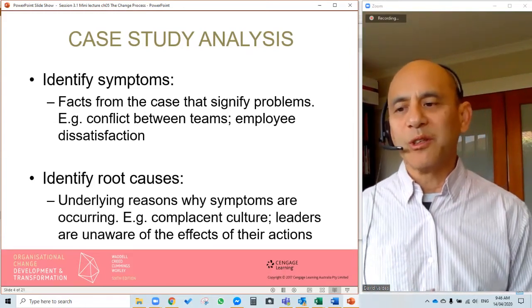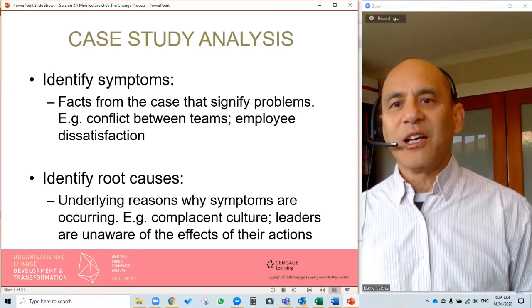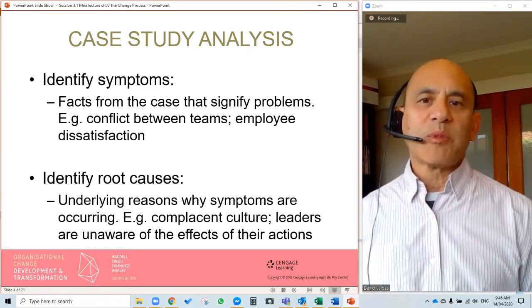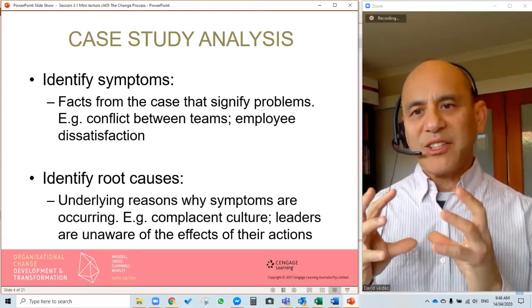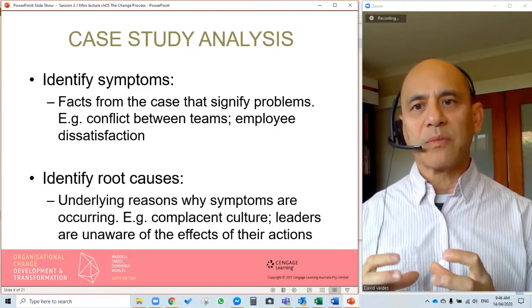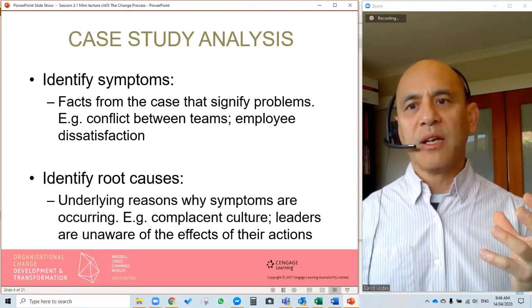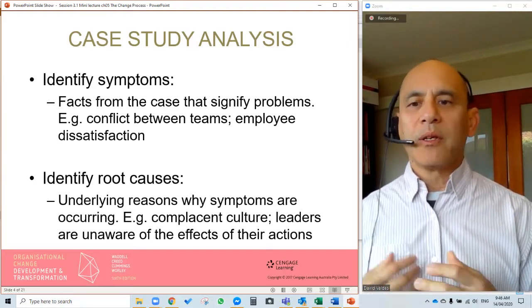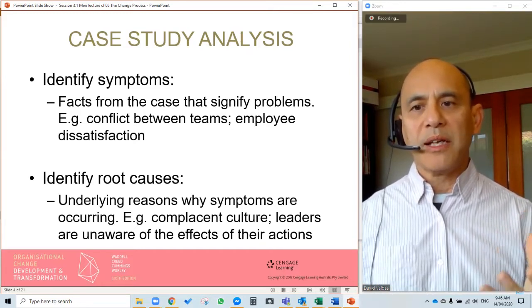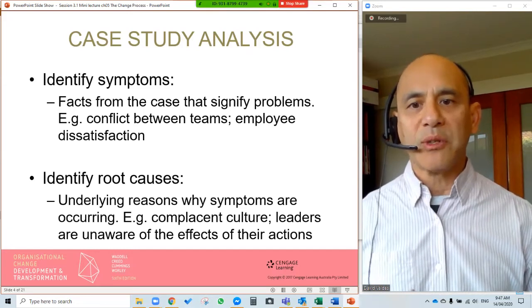Many students often say the problem of the case is there's a lack of communication. Oftentimes, a lack of communication is simply a symptom. You need to figure out, why are they not talking to each other? What is the root cause of this lack of communication? So again, you keep asking those questions until you identify the underlying reason.